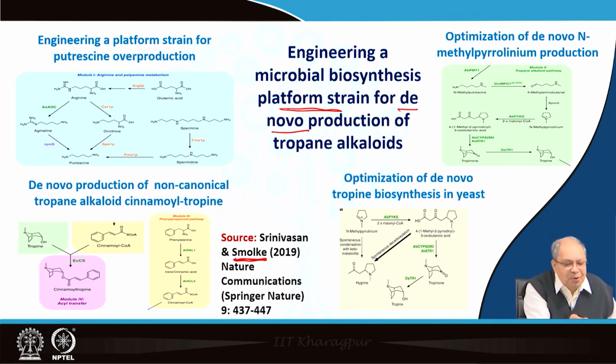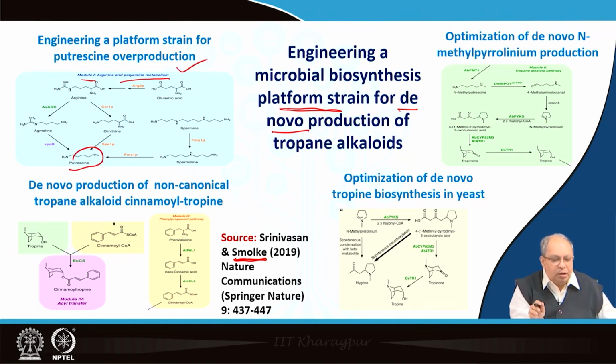Okay. So, engineering a platform strain for putrescine overproduction. The first one is module 1, where arginine and polyamine metabolism genes are transferred, and as a result putrescine is produced. So, one has to attempt module 1, and if module 1 is successful, then the engineered strain will produce putrescine.